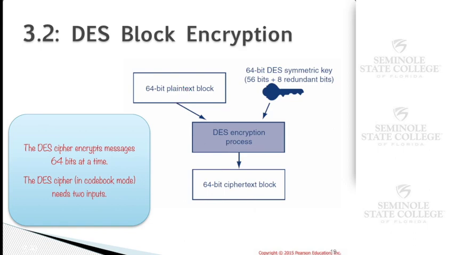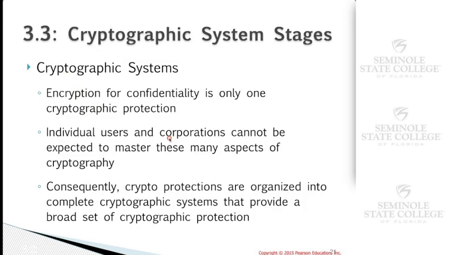A cryptographic system actually has many different parts to it, right? Encryption for confidentiality is only one part of it. You're encrypting so that the message you're sending is not visible as plain text to somebody else. And it's important to remember that individual users or corporations cannot, not everybody is a mad genius. They would not be able to create these encryption and decryption methods on their own.